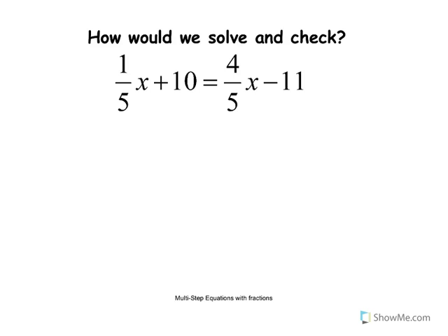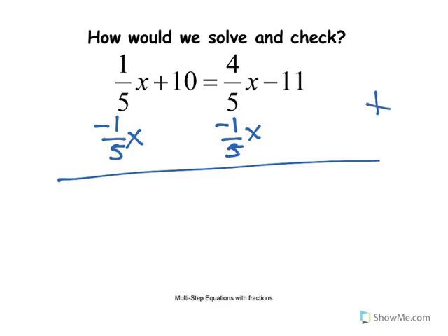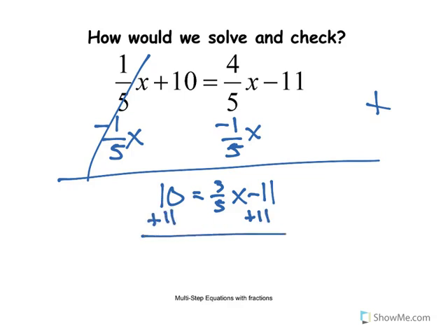And I always ask the question, why am I going to use method 2? And someone says, well, the denominators of the fractions are the same, so that actually would make it pretty easy. And I say, well, that's correct. So if I add negative 1/5 x on both sides, again, we eliminate terms by adding opposites on both sides, I get 10 equals 3/5 x minus 11. Now it's a two-step equation. I add 11. So I have 21 equals 3/5 x.